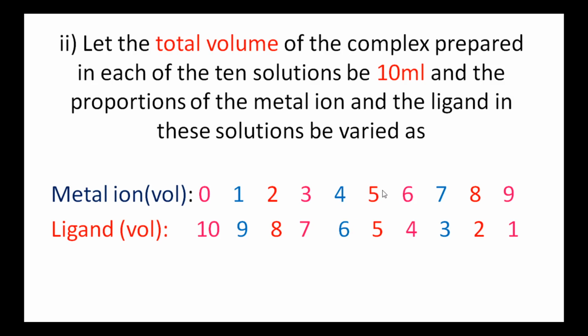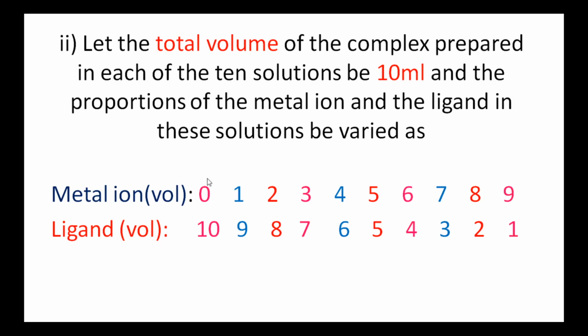In the sixth solution, both metal ion and ligand are taken as 5 ml. In the seventh solution, metal ion is taken as 6 ml and ligand volume is 4 ml. In the eighth solution, metal ion is taken as 7 ml and ligand volume is 3 ml. In the ninth solution, metal ion is 8 ml and ligand volume is 2 ml. In the last, 10th solution, metal ion is 9 ml and ligand is 1 ml.